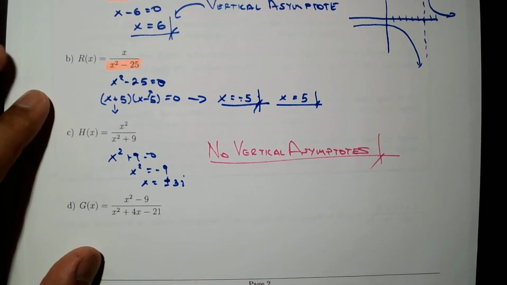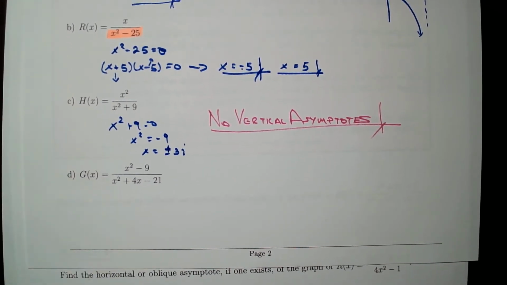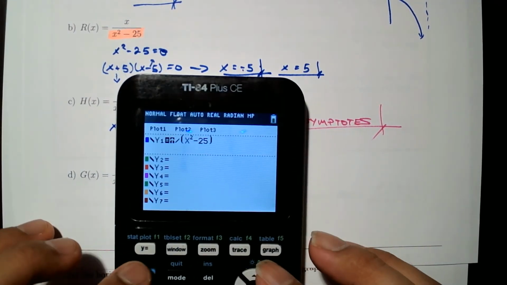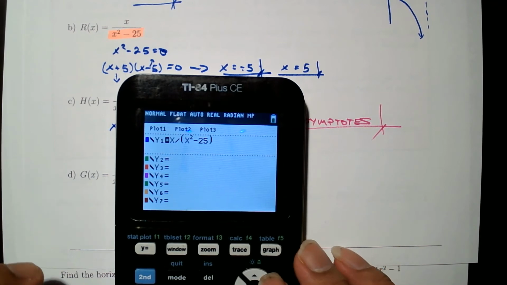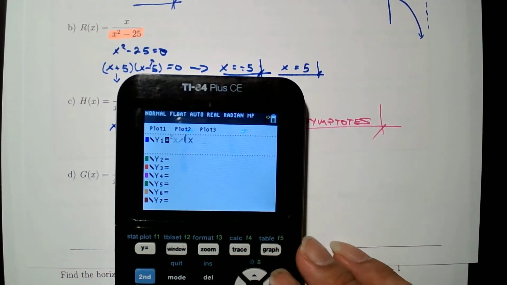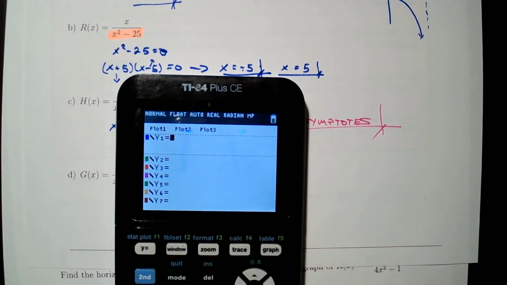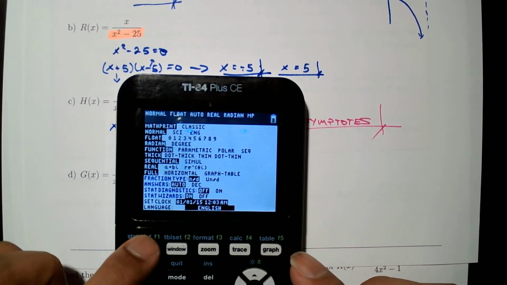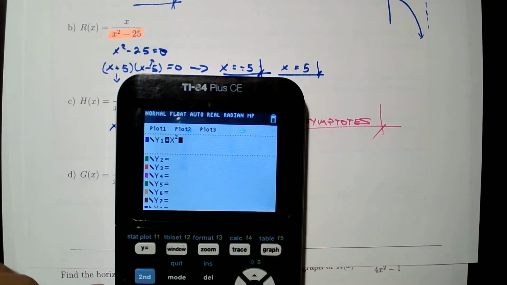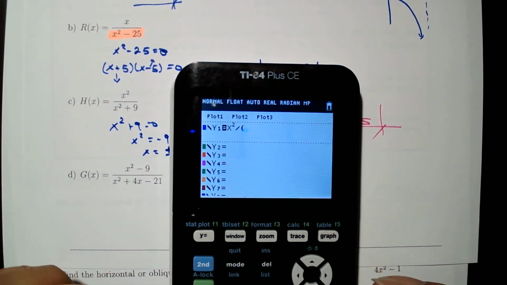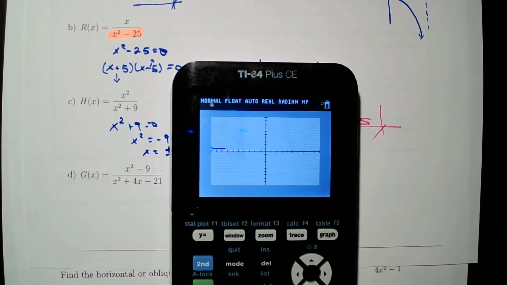No vertical asymptotes in this case. Okay, let's verify that using the graphing calculator, of course, why not? So that's second insert, x squared divided by open parentheses x squared plus 9, we said, right? So x squared plus 9, and graph.